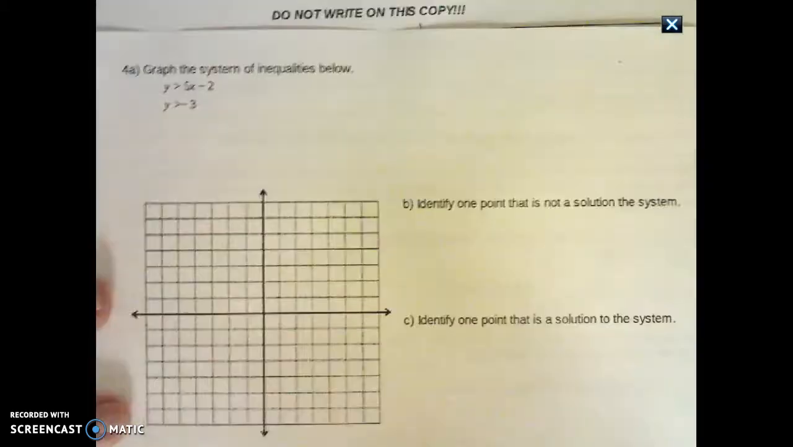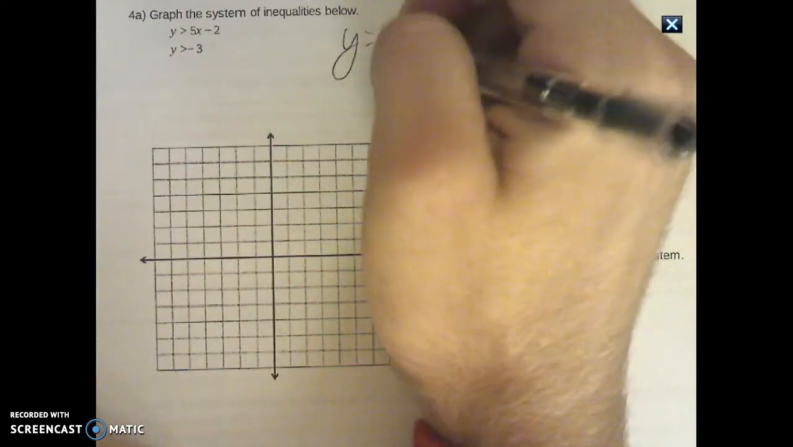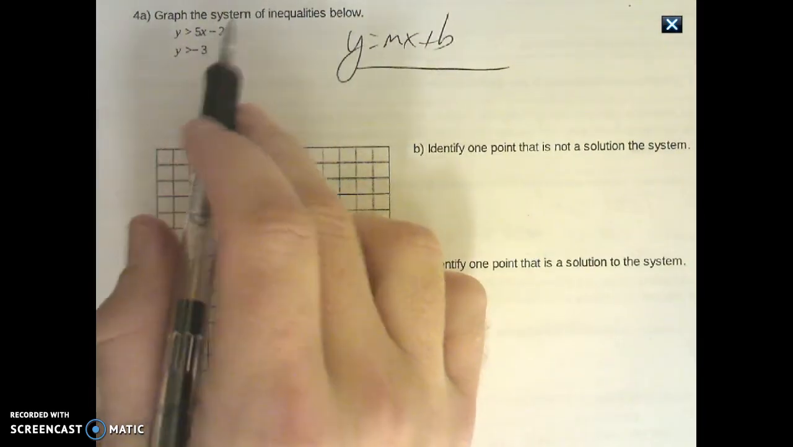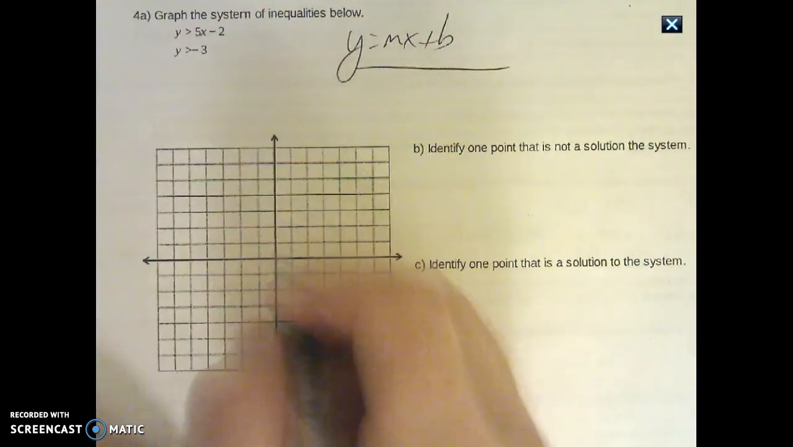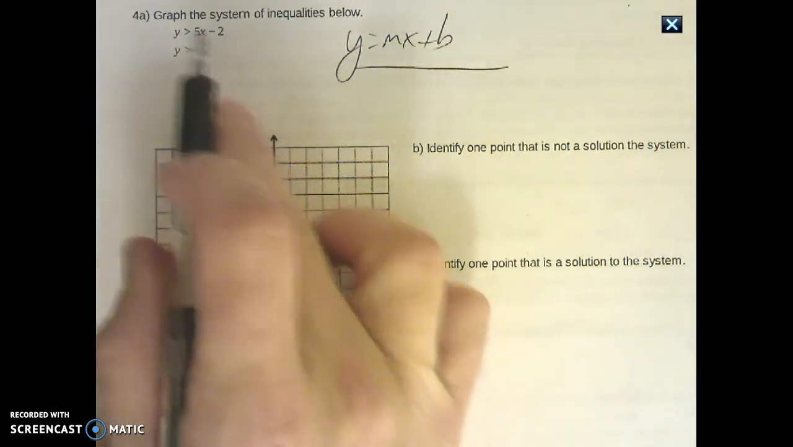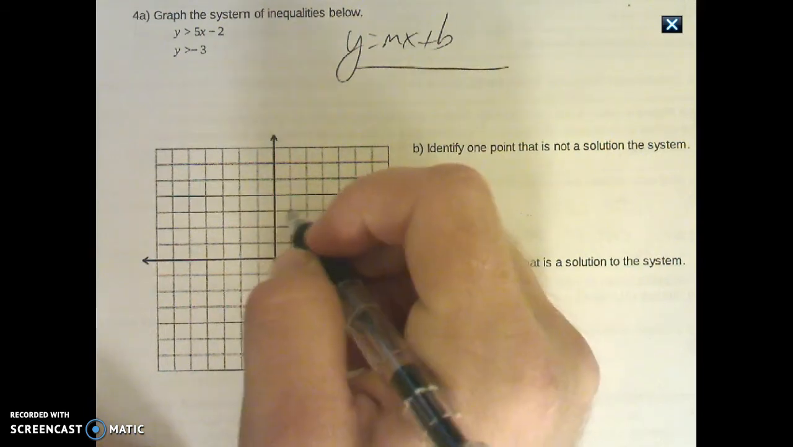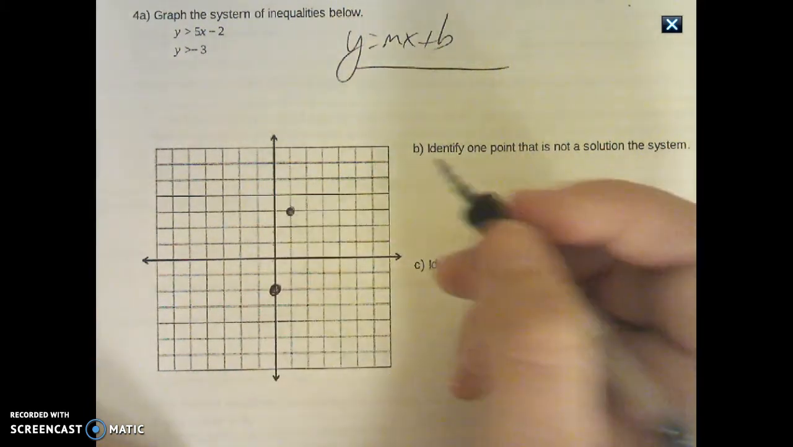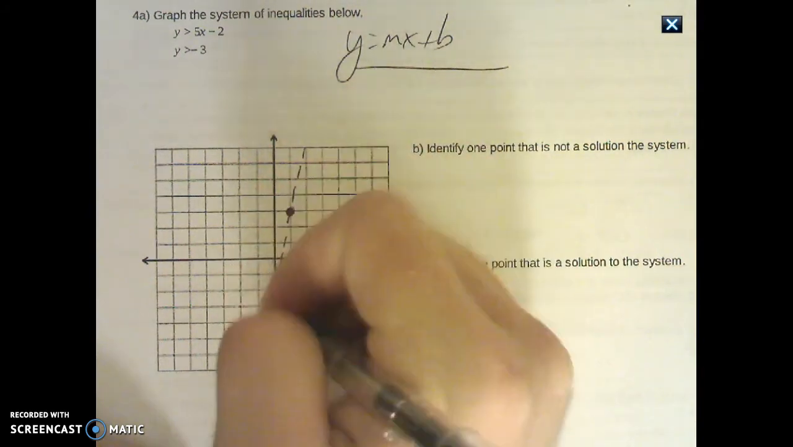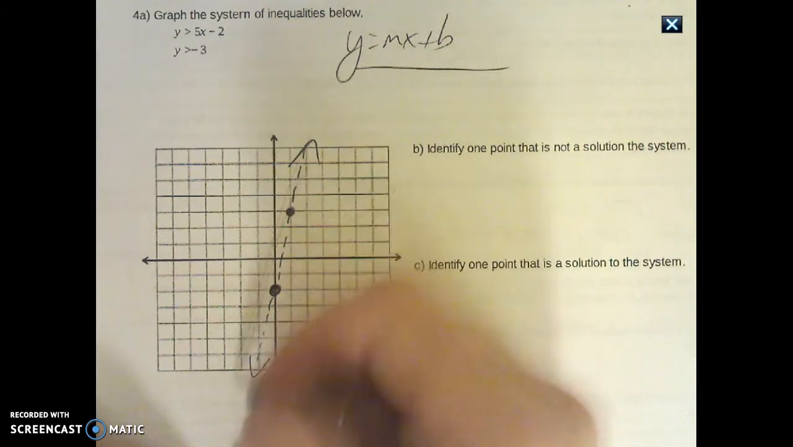Okay, on the back, graph the system of inequalities below. Alright, guys, you are doing this. You already have it in the form you needed in mx plus b. So the b in this problem is negative 2. Go down 2, plot yourself a point. My slope is 5. So I'm going up 5. 1, 2, 3, 4, 5 over 1. Okay? Now, this is greater than, so it's a dashed line. Okay, and greater than means I'm shading above it.